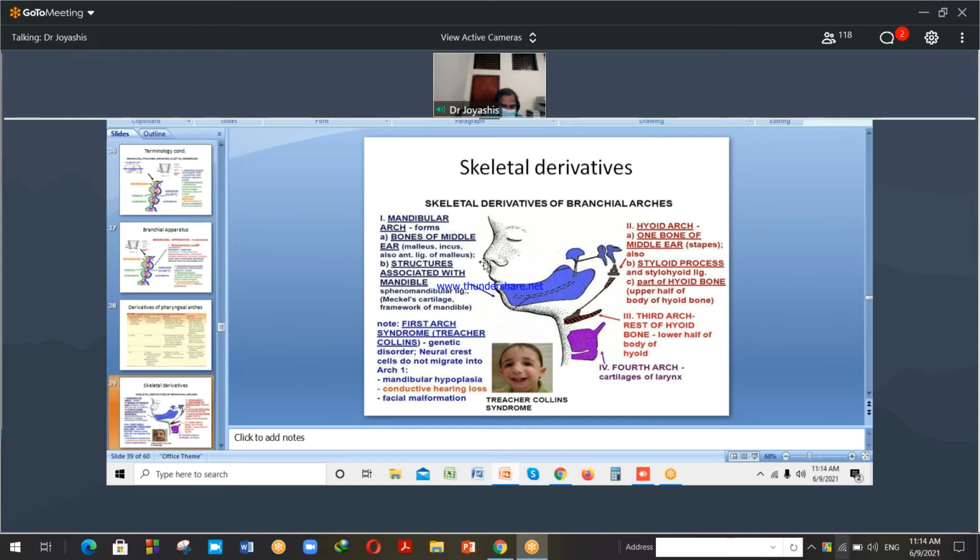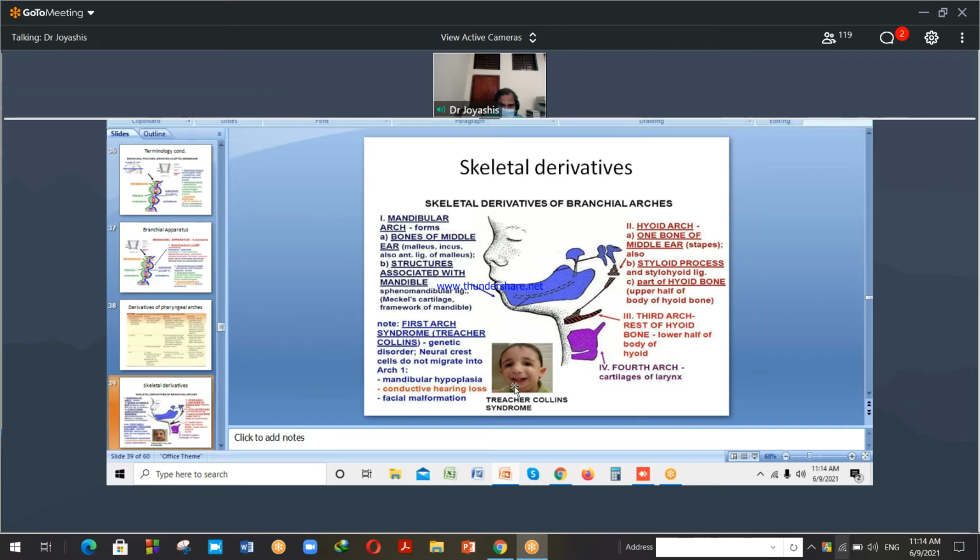An abnormality in the first arch will cause congenital defects in the eyes, ears, palate and jaw, and this is known as Treacher Collins syndrome. This is the first arch syndrome. This is a baby with first arch syndrome, that is developmental anomalies of the first brachial or pharyngeal arch. It is a genetic disorder. Neural crest cells fail to migrate into the first arch.